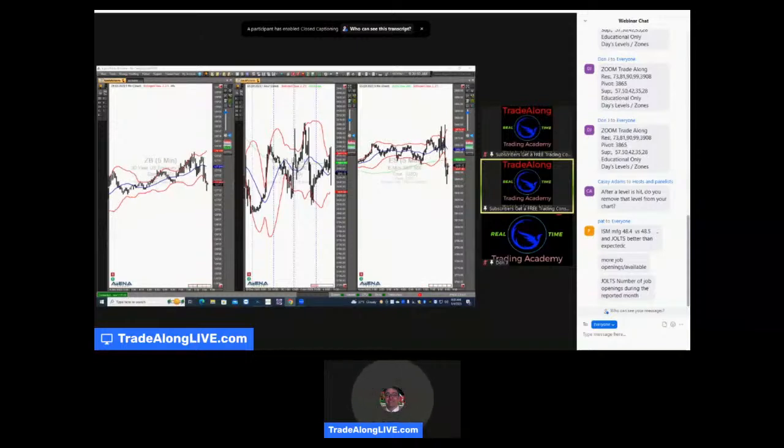Low resistance around the 55 area. Otherwise, be careful there at 35.